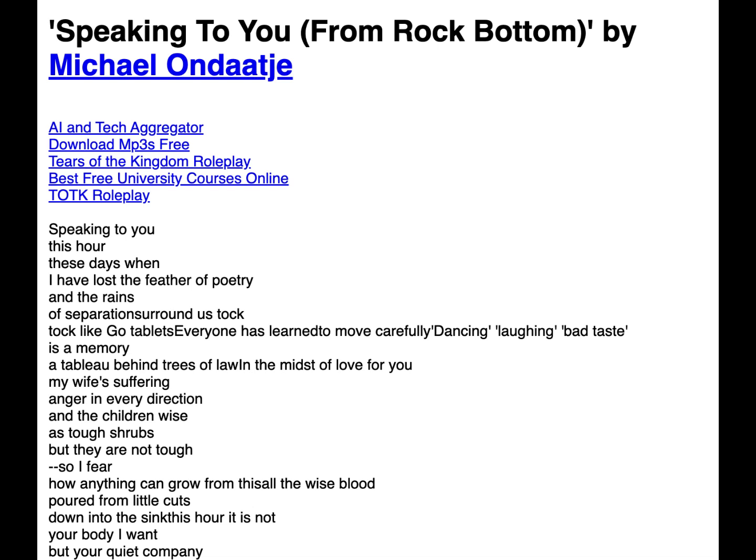The poem that I decided to explicate and analyze for my piece is Speaking to You from Rock Bottom by Michael Ondaatje. Before I actually begin explaining all the little processes and things that I had to do to make my piece, along with my explication of the different elements, I'm going to quickly give a breakdown of the theme and the moods of the poem.